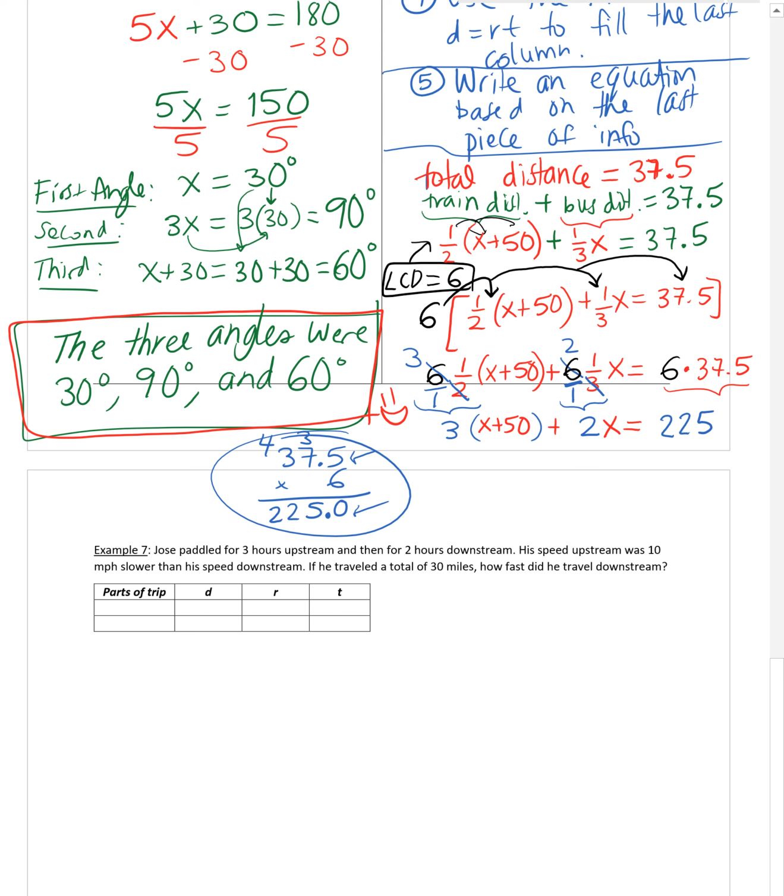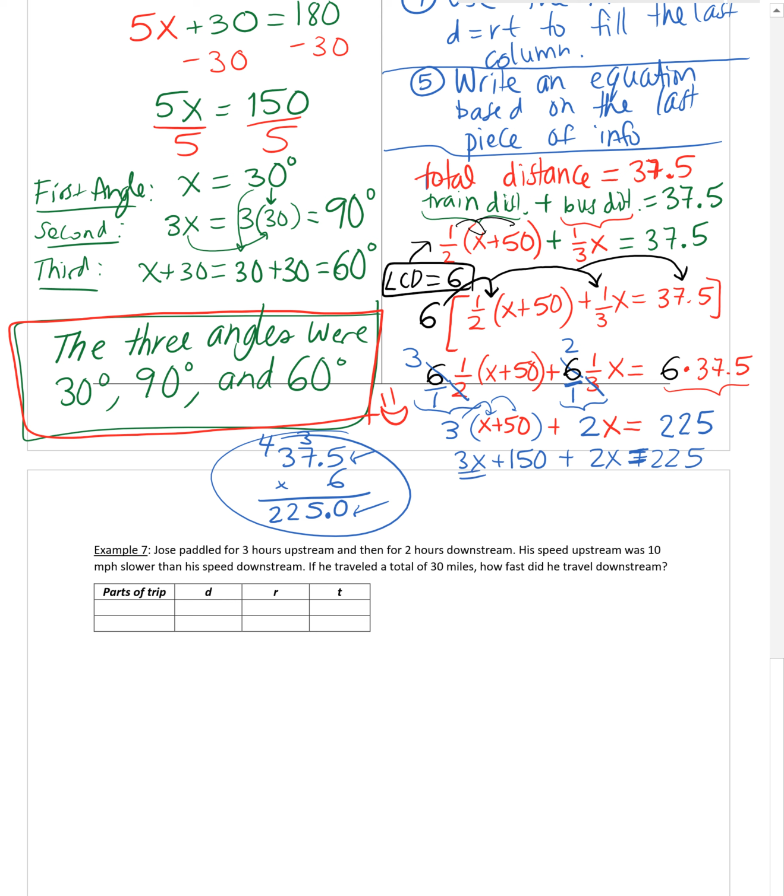Okay, this looks a lot better. I'd much rather deal with this. I do have to distribute this 3 though. 3 times x, 3 times 50 is 150. Then you have a 2x here. Okay, whoops, I put plus, it's an equal sign.